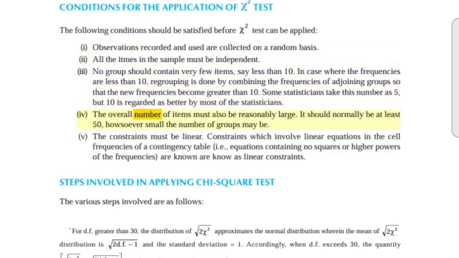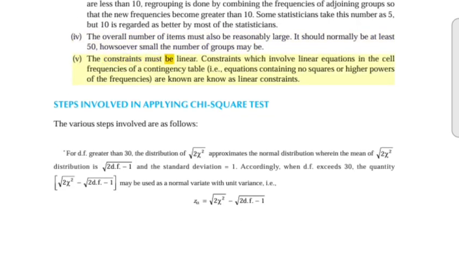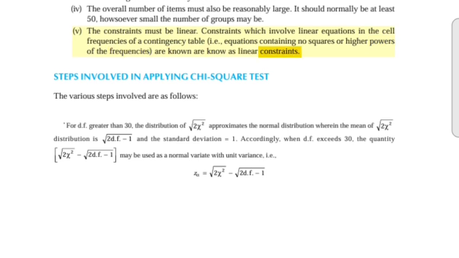IV. The overall number of items must also be reasonably large. It should normally be at least 50, howsoever small the number of groups may be. V. The constraints must be linear. Constraints which involve linear equations in the cell frequencies of a contingency table, i.e., equations containing no squares or higher powers of the frequencies, are known as linear constraints.